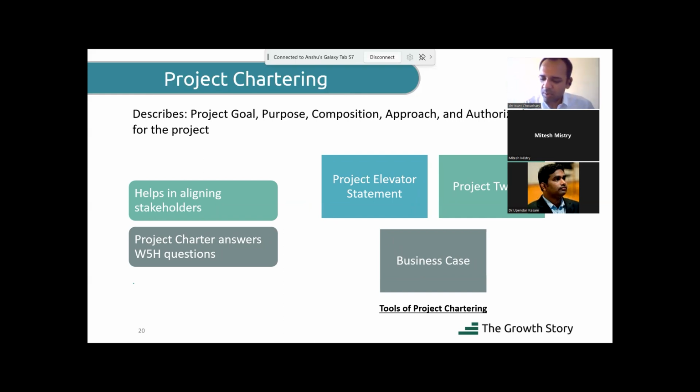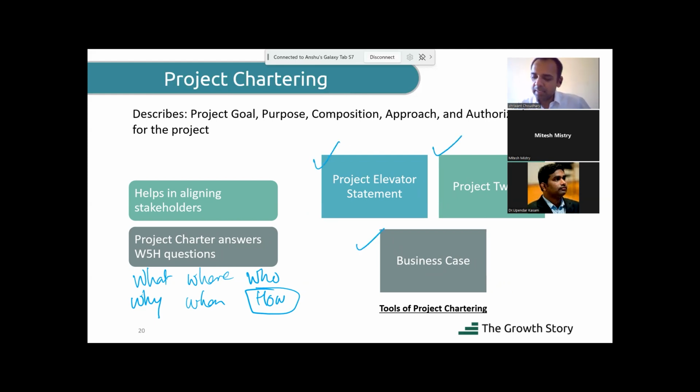So what, why, where, when, who, and how. These are the 5 or 6 questions they need to answer about the project, and they answer them using these techniques. Project chartering is a kind of workshop, and the end result of that workshop is a document which will answer these questions.